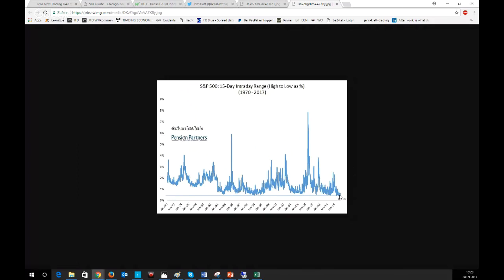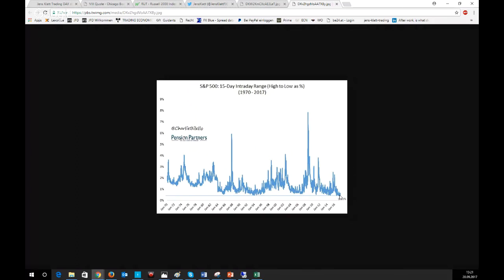So if you put this in numbers, if you look at the current S&P trading at 2,505 points, you multiply this with the 0.31 and you get an average trading range for the last 15 trading days in the S&P of only 7.8 points, okay? This is nothing. It's really nothing. And this is one of the reasons why you shouldn't have too much expectations in terms of a setup.